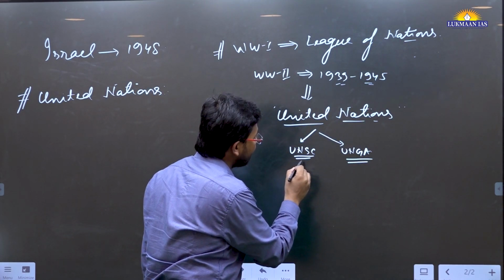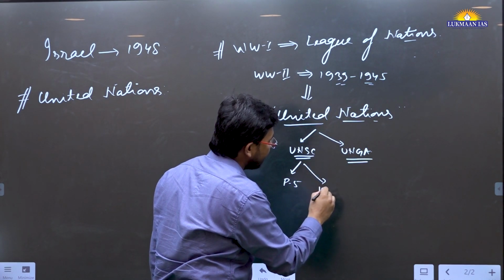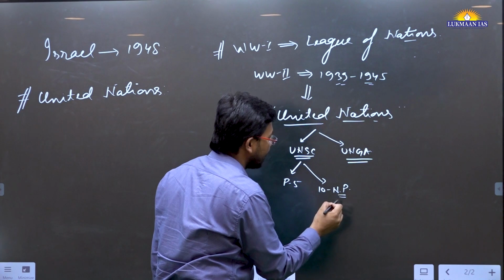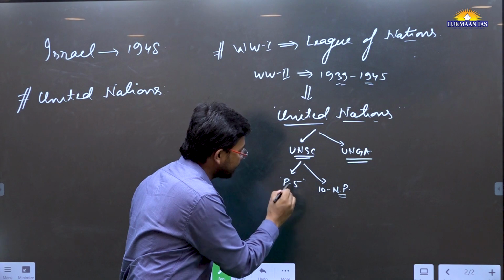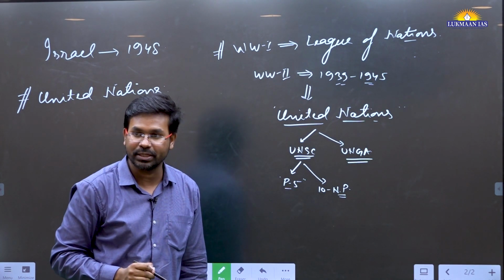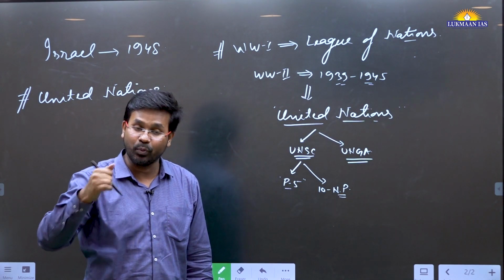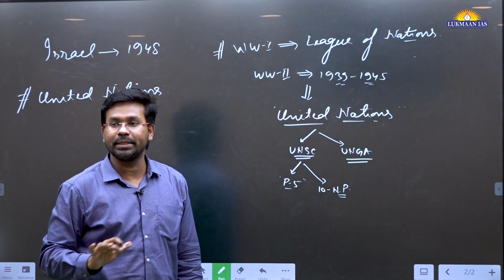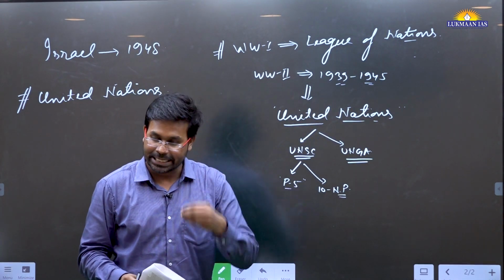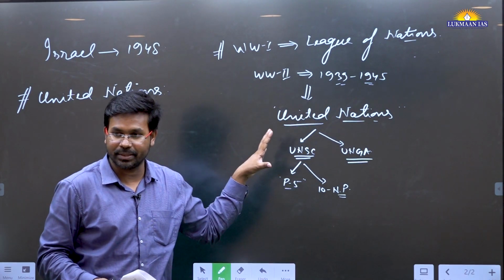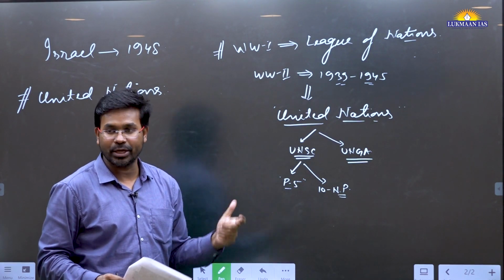But the United Nations Security Council has 5 permanent members and 10 non-permanent members. These non-permanent members keep on shifting. The 5 permanent members were the ones on the winning side, and they decided that they would be the ones who stop the Third World War from happening. Since then, the entire world is thinking of reforming this United Nations system. Even India wants a permanent membership in the United Nations Security Council.